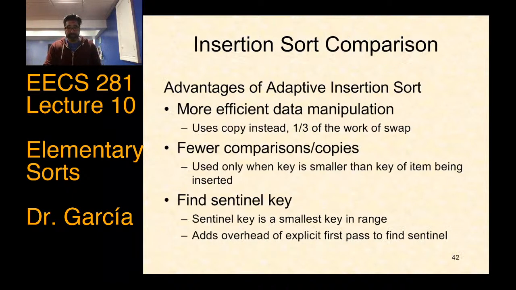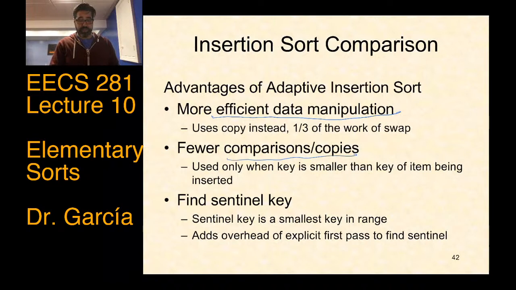All right, so I'll finish with this slide because we're running out of time. So advantages of adaptive insertion sorts, there is more efficient data manipulation, uses copying instead of swaps, right? And we kind of reintroduced swaps when we were finding the Sentinel, but again, that only happens once, right? So that is linear time, but it only happens once, and so we got rid of swaps inside of the inner loop. There's fewer comparisons, copies.